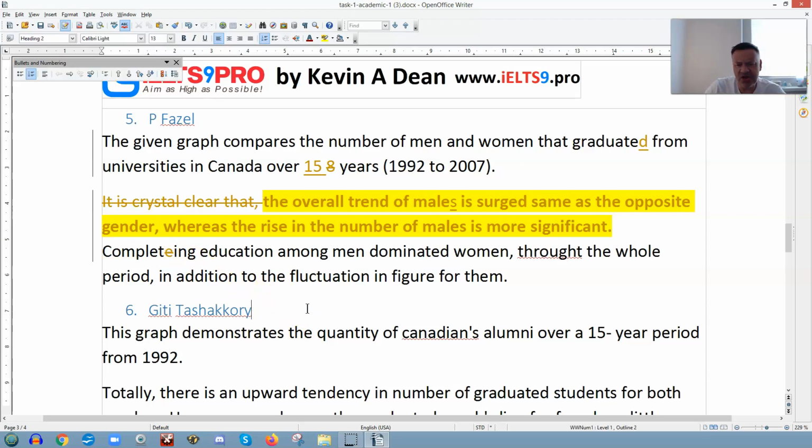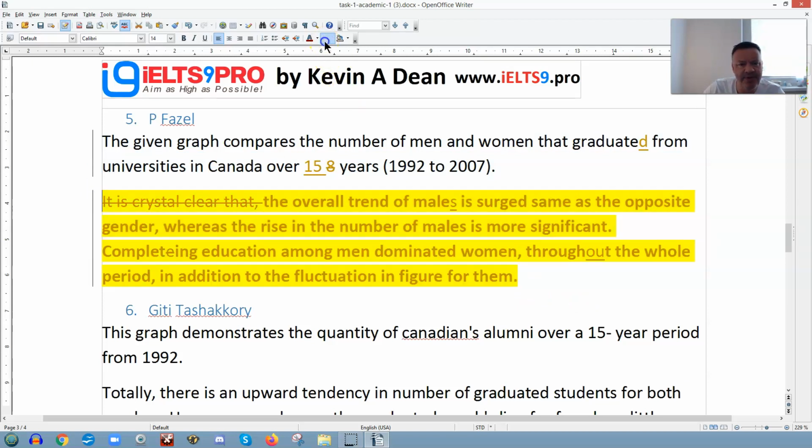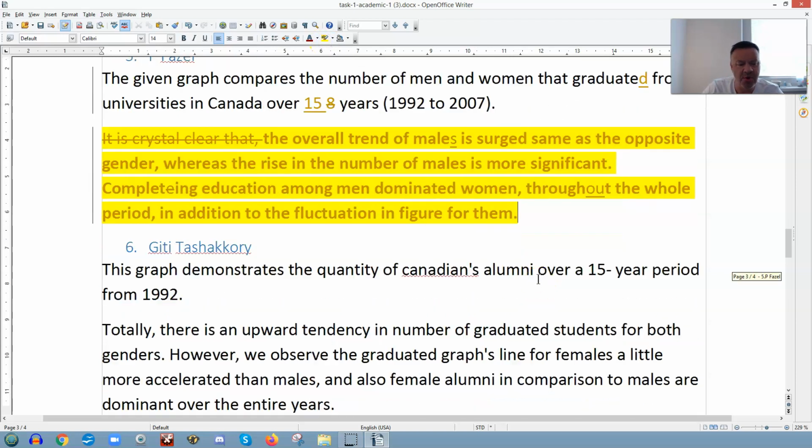Completing education among men dominated women. Is this supposed to be throughout the whole period? In addition to the fluctuation in figure, no idea what that means. That's very, very vague. That's not well written at all. No idea what you're talking about.